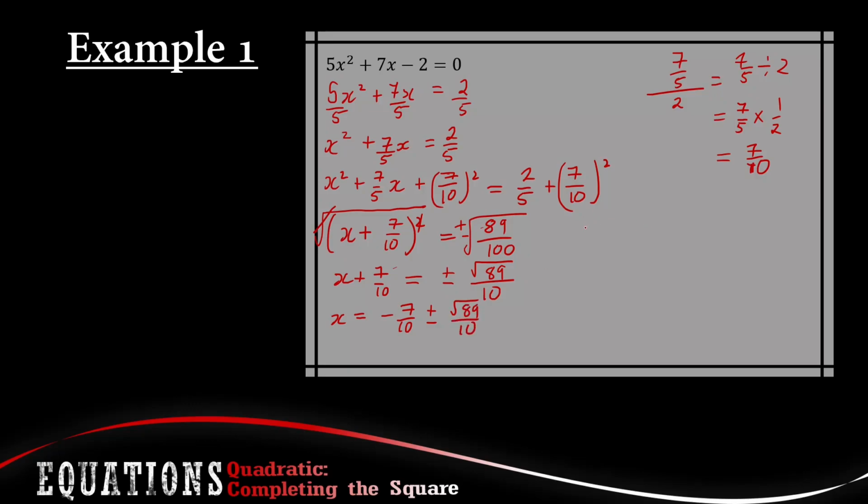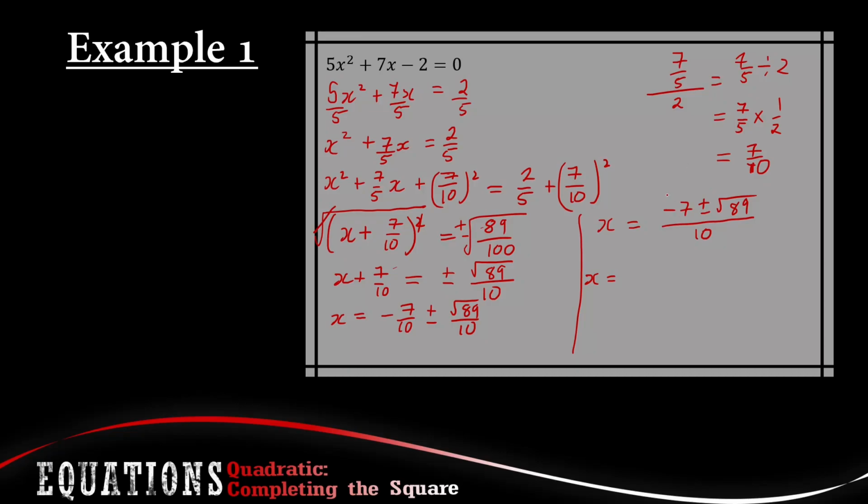Now the final step is to rewrite that in its simplest surd form. We'll have minus 7 plus or minus square root of 89 all over 10. Now if they say give the answer in its simplest surd form, this will be your answer. But if they say give your answer to 2 decimal places, then we're just going to type that into the calculator. And remember, this is two answers.